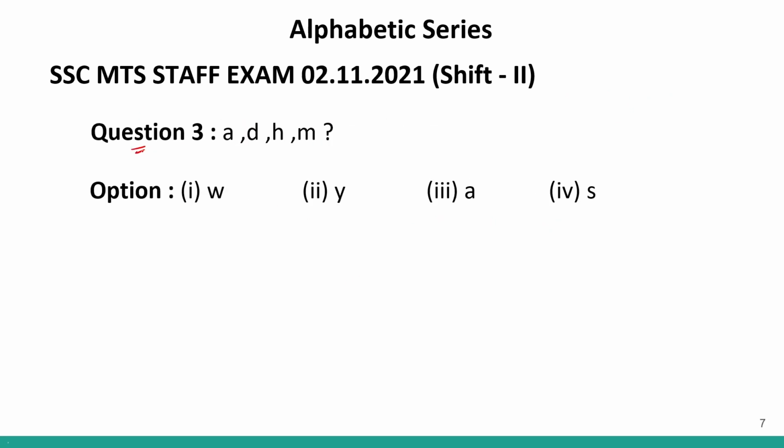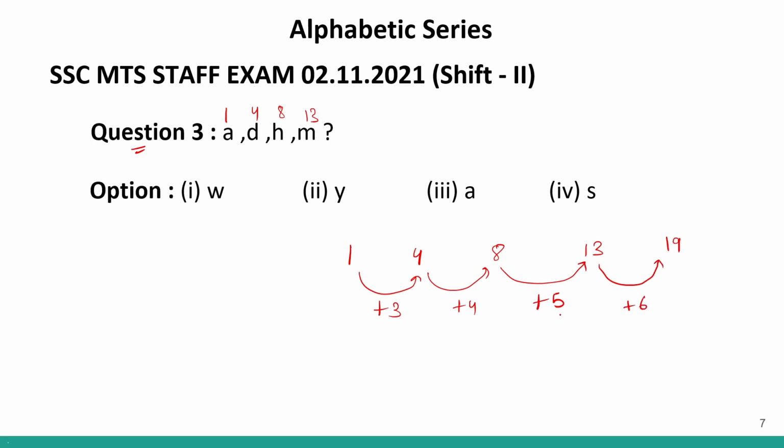Now let us look at question number 3. We have A, position 1, D is 4, H is 8 and M is 13. So we have 1, 4, 8 and 13. 1 to 4 is plus 3, 4 to 8 is plus 4, and 8 to 13 is plus 5. So with the pattern of plus 3, plus 4, plus 5, next will be plus 6. If I add 6, I will get 19, and at the 19th position we have S. So my answer will be option number 4, S.